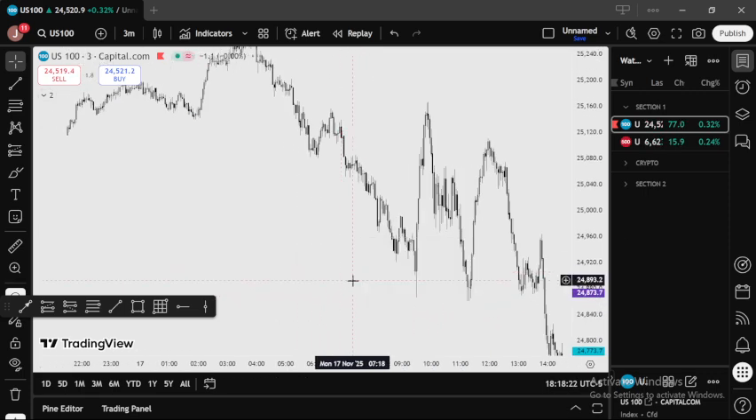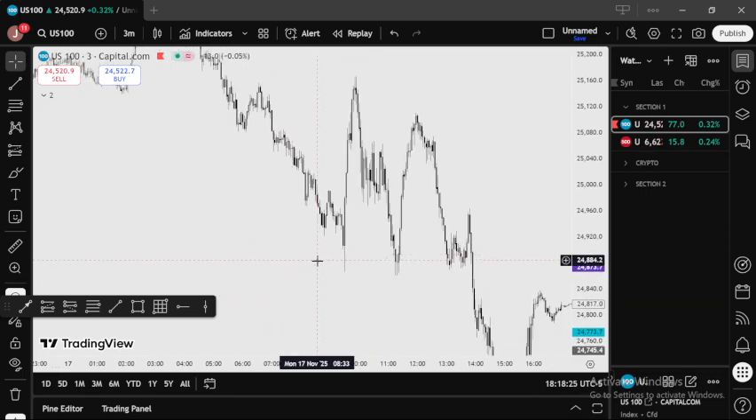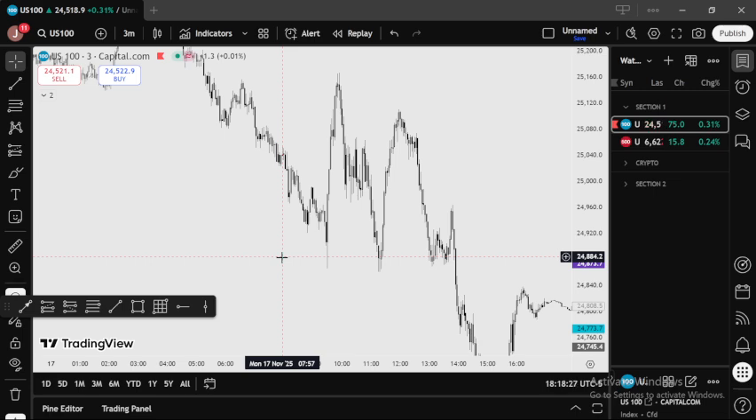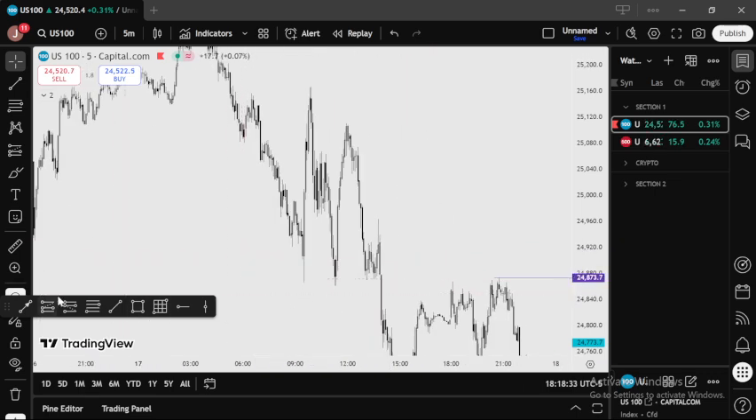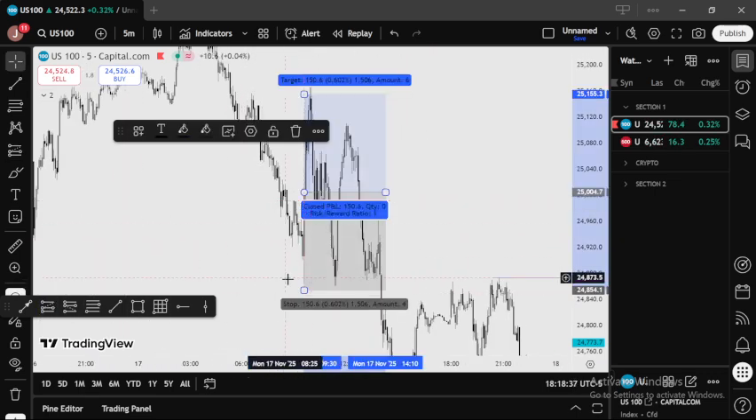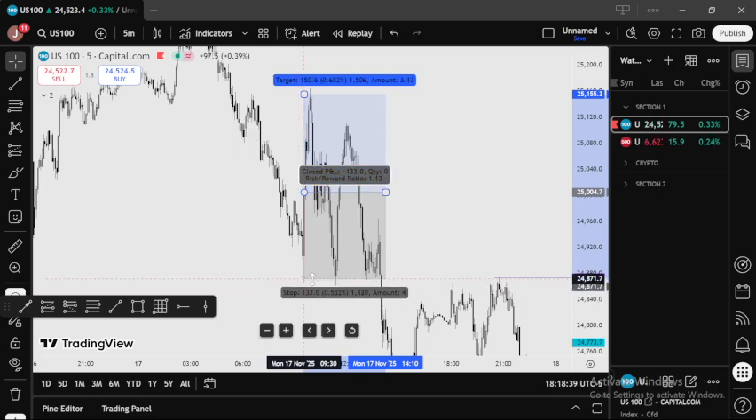Okay, wait, excuse me. Gotta find the timing. We want the 3 minute time frame, so we go to the 5 minute because it was actually a pretty good trade. Yeah, this is the trade. So actually, I remember the trade perfectly. On Monday, I took this trade.